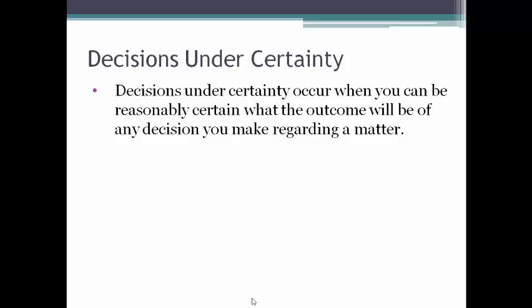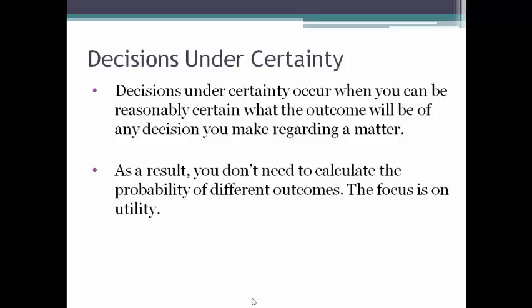That's good enough for our purposes to categorize something as practically a decision under certainty. As a result, because you know what the outcomes are going to be if you make particular decisions to act certain ways, you don't need to calculate the probability of different outcomes. So the focus is on utility. There are some interesting things that can be done with decisions under certainty. Your book talks a little bit about it, but we're not going to go into it.